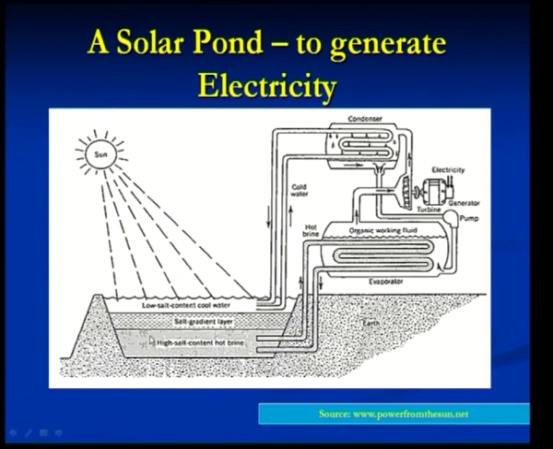Hence, you can always observe a very hot brine solution at the bottom region and a very low salt content cool water, a fresh water, at the top region. In between, a gradient from low to higher concentrations, from the top region to the bottom region, is maintained. Now, this hot solution available at the bottom zone is allowed to flow through this tube, and it comes to a place called the evaporator.